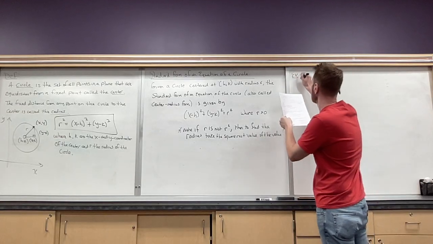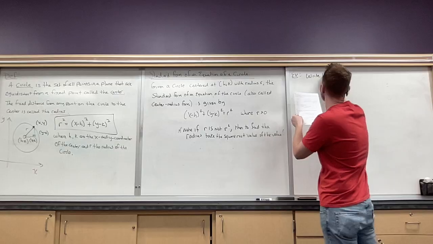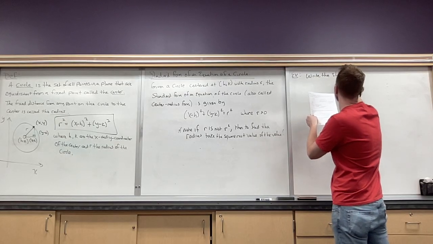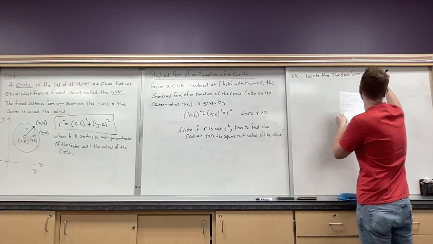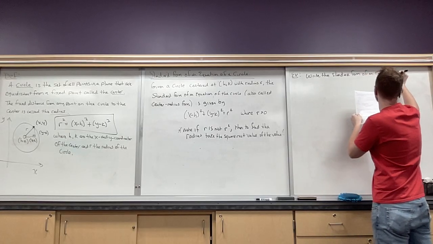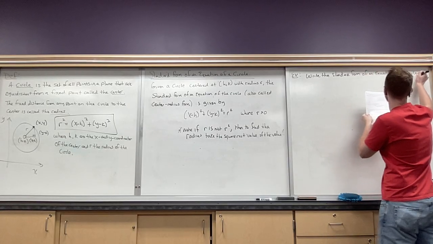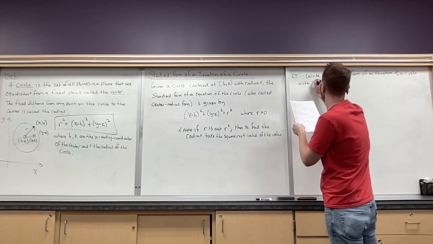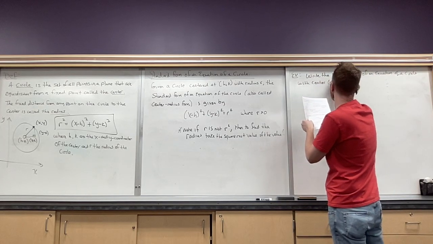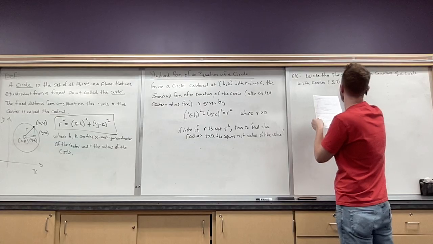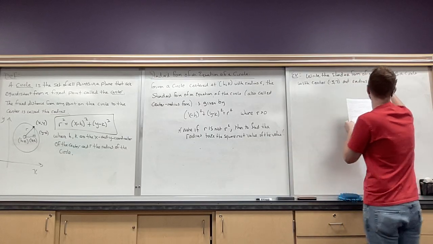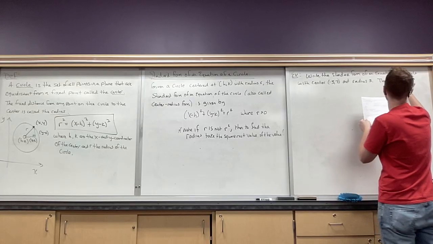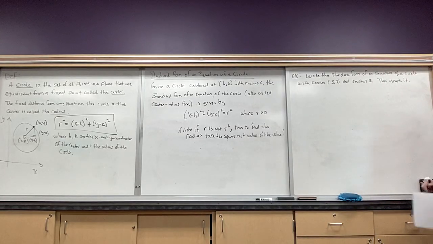Example. Write the standard form of an equation of a circle with center (-3, 7) and radius 3. Then graph it. Why not? We do all that work to create something. Let's graph it a little bit.